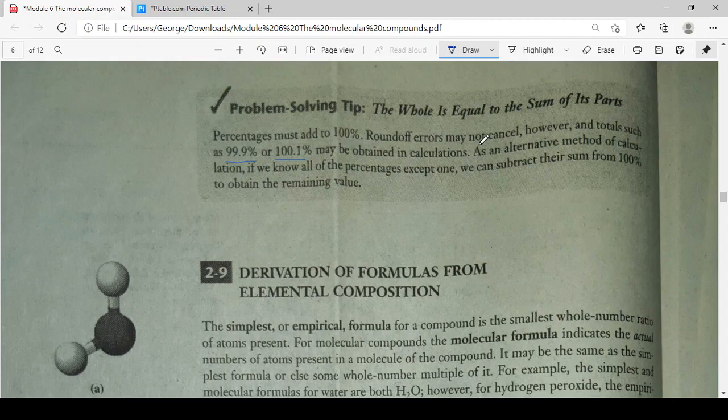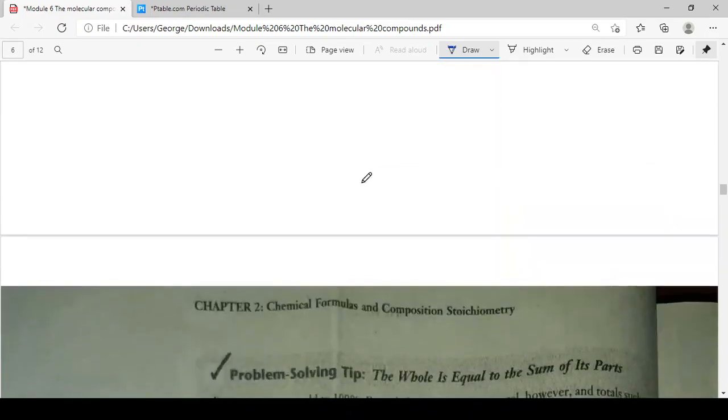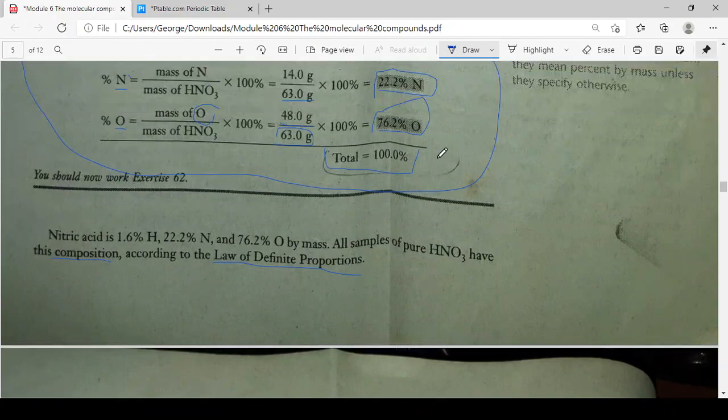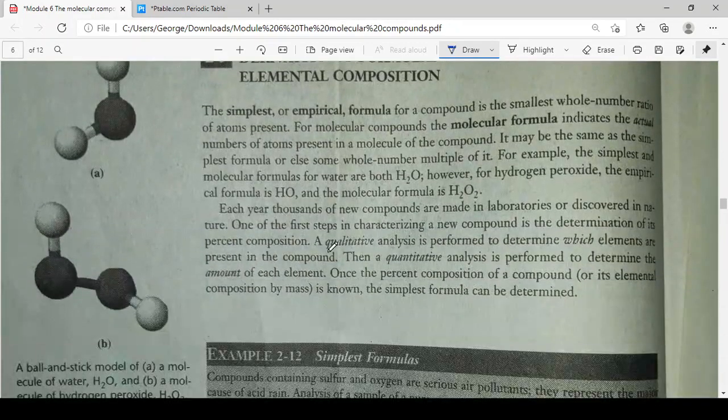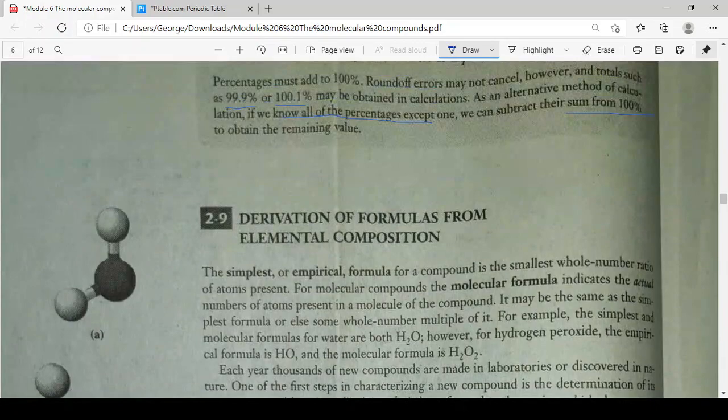As an alternative method of calculation, if we know all the percentages except one, we can subtract their sum from 100% to obtain the remaining value. But don't worry, kids, it rarely happens that you are wrong; usually our equations, if you answered correctly, will always be obtained as 100% in our percent composition.